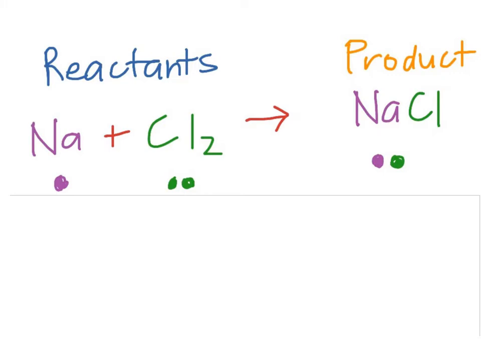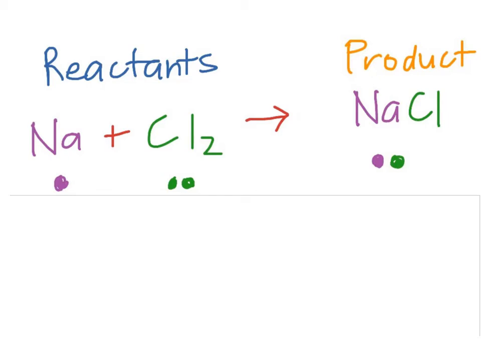Chemical equations are made up of two parts. We have reactants and we have products. The reactants are what we put into the equation, and the products are what we get out of the equation. We separate our reactants and our products with this arrow, which is called a yield sign. A yield sign is basically like an equal sign in a math equation.